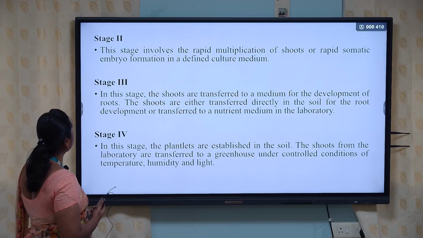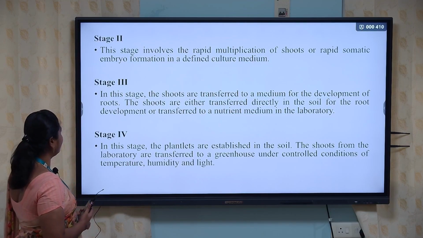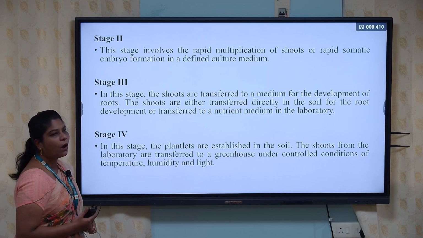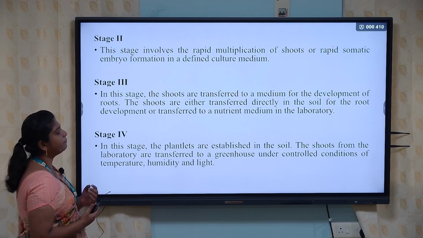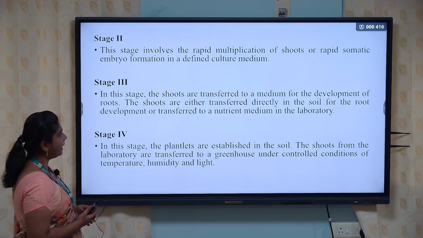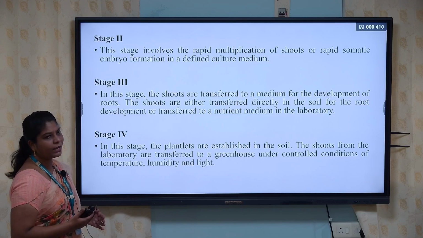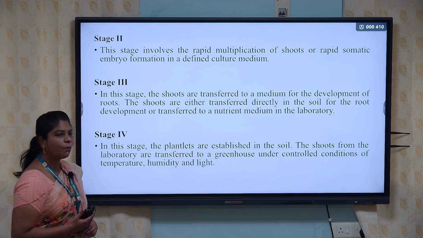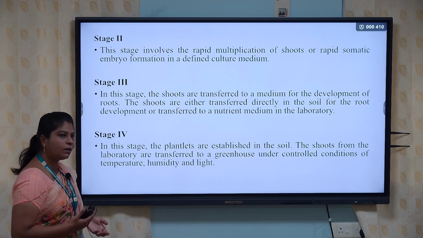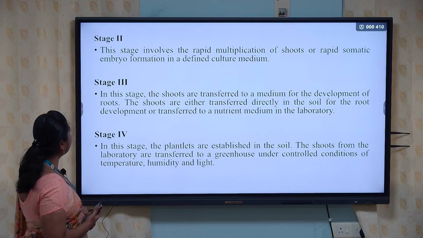And stage 3. In this stage, the shoots are transferred to the medium for the development of the roots. We have to choose either cytokinin or auxins. The medium is given the right auxin and cytokinin for the development of the whole plant. If only the shoot is wanted, cytokinin is given, and if only the root, auxin is given. So we choose only one auxin or only one cytokinin.